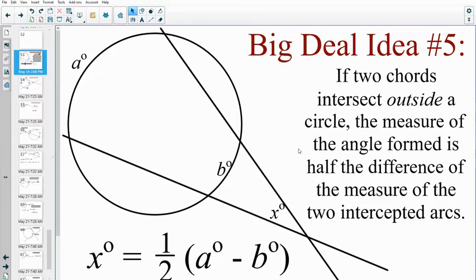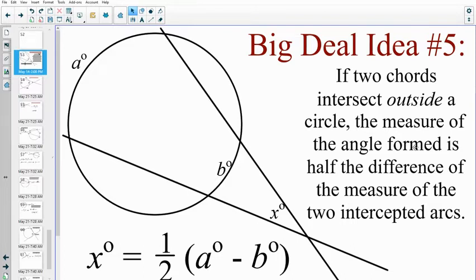And this is maybe a case where those of you who procrastinate a little bit are going to be in pretty good shape, because the theme today is that everything is oh so similar to the stuff that we did on Friday. On Friday, we saw big deal idea number 4: if two chords intersect inside a circle, then the angle that they make is the average of the two intercepted arcs. And big deal idea number 5 on your screen right now is almost the same thing. So this is going to have a very similar feel.